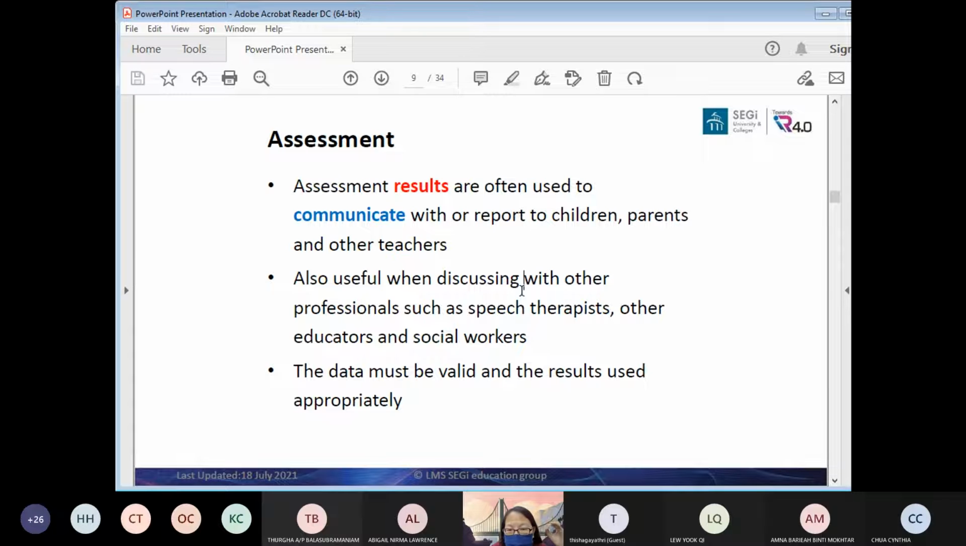So the results that we get, we often use to communicate with the children or with the parents also, and with the teachers concerned, whoever are teaching the same children that you observe. Maybe you can share with them, so all of them can understand the child better and can prepare a better curriculum for the child, yeah? And then also useful when discussing with other professionals, yeah?